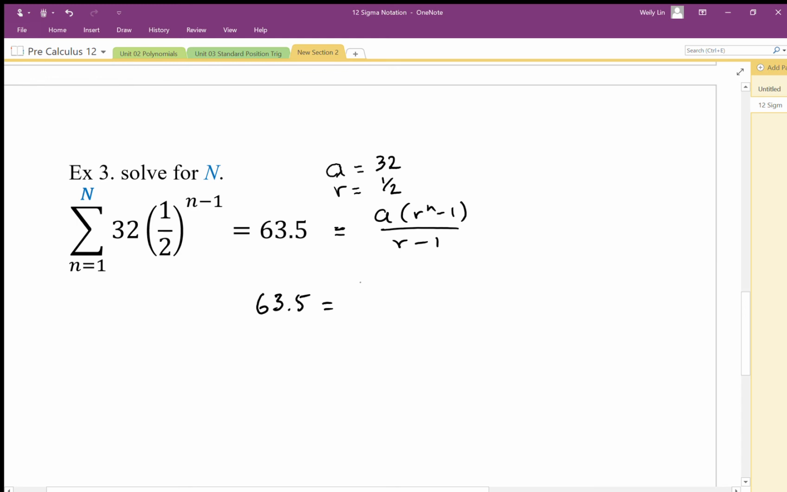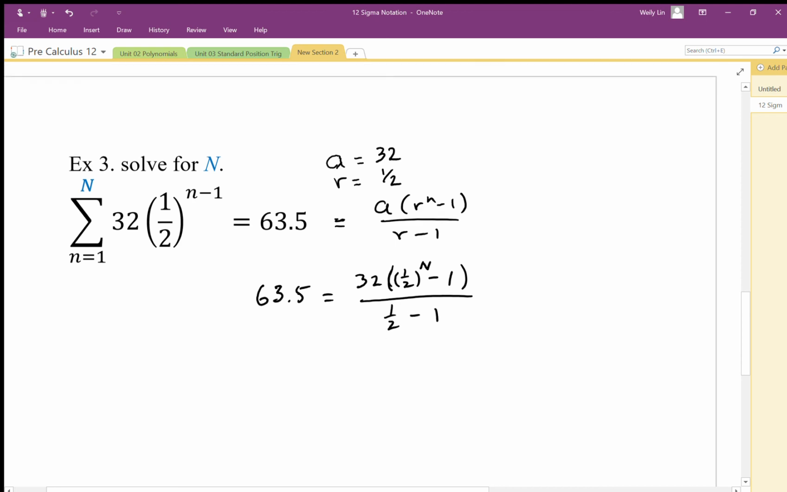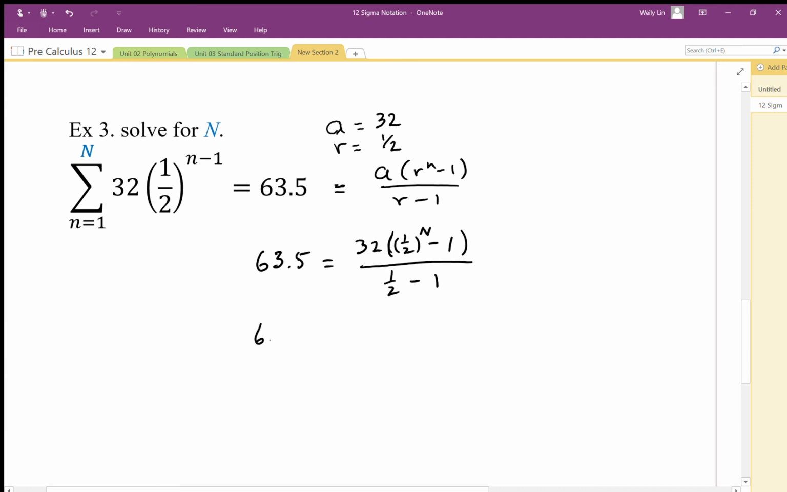63.5 is equal to 32 times 1/2 to the power n, and we're going to make that big N because that's what we're solving for, minus 1. Just make that a little bit more clear. That's big N, over 1/2 minus 1. So we get 63.5 is equal to 32 times 1/2 to the power n minus 1, and this becomes negative 1/2.